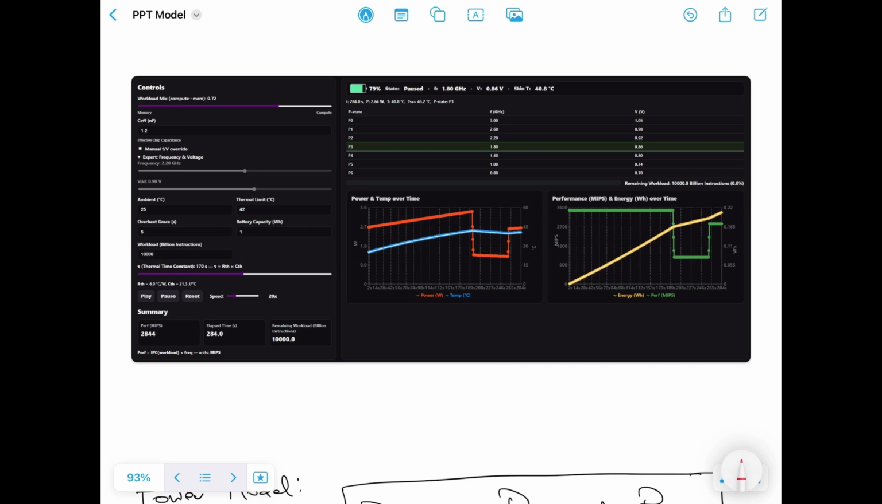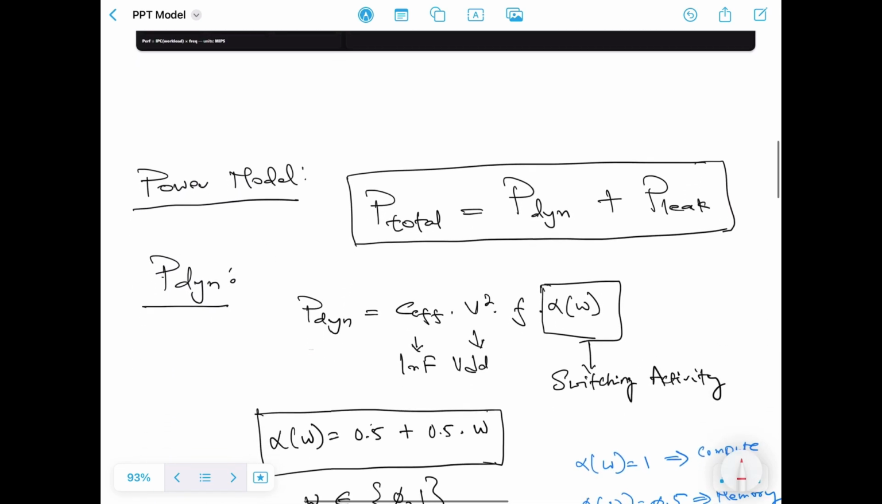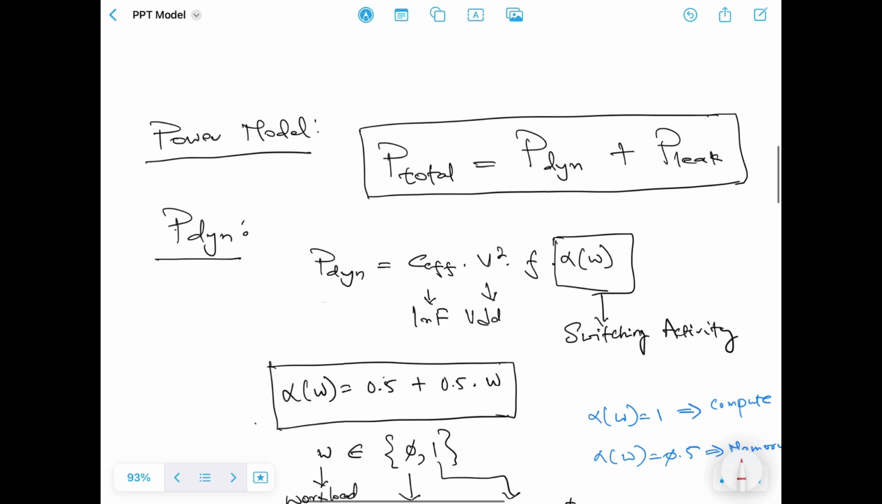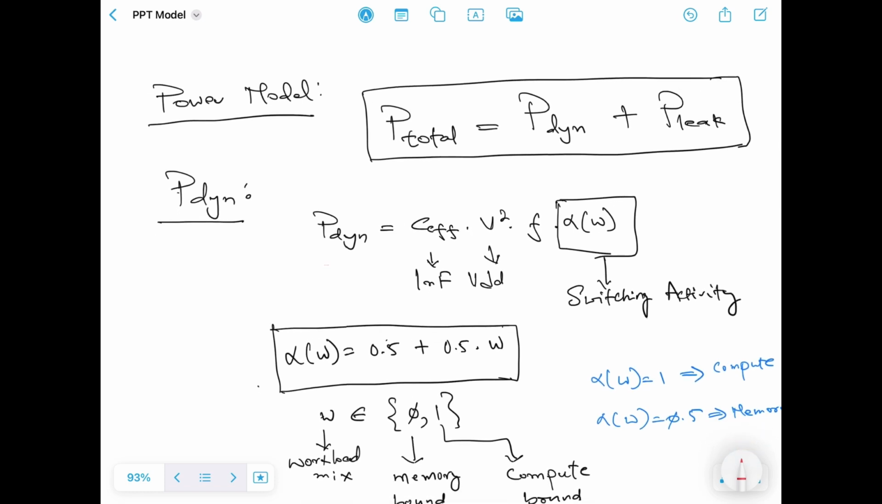So in this video, I'd like to go over the modeling aspects of power, performance and thermal, and describe how it's used in the simulator. So let's first look at the power model. As we know, power consumption of a processor is equal to its dynamic and the leakage power. So let's first look at how dynamic power is modeled in this simulator.